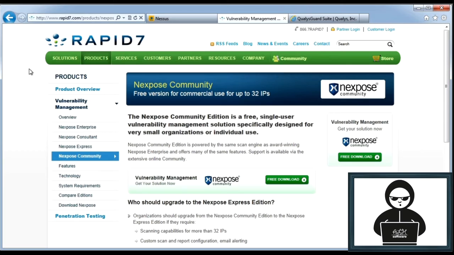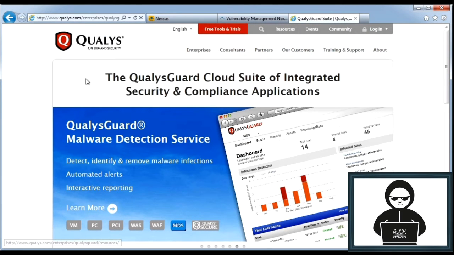Again, you can use this for commercial use up to 32 IP addresses, where Nessus offers you a free feed, but you can't use it for commercial purposes. So there's some slight differences there. One of the popular commercial offerings is QualysGuard from the company Qualys. They do a lot of different things in terms of vulnerabilities and checking for malware, and it's a pretty comprehensive suite that they've got available.